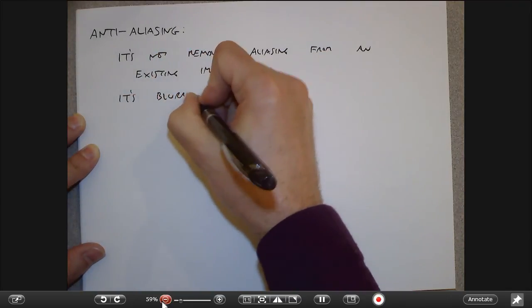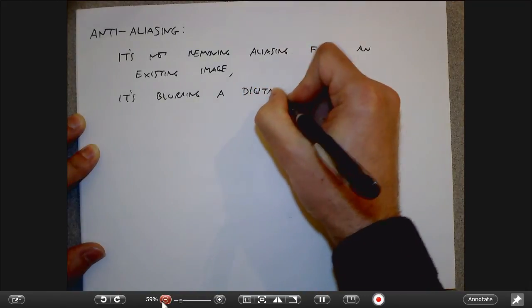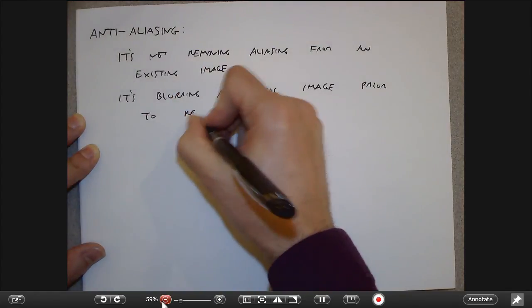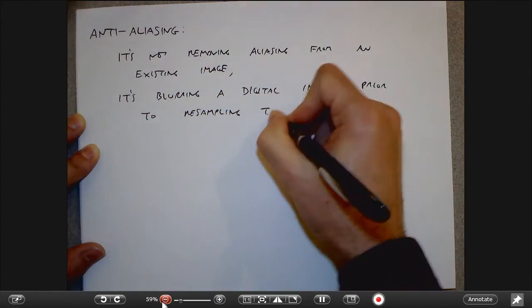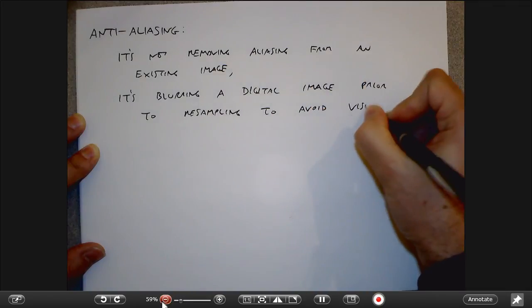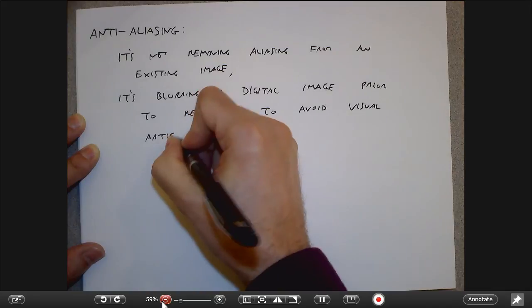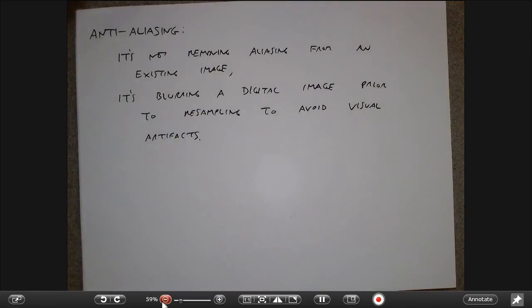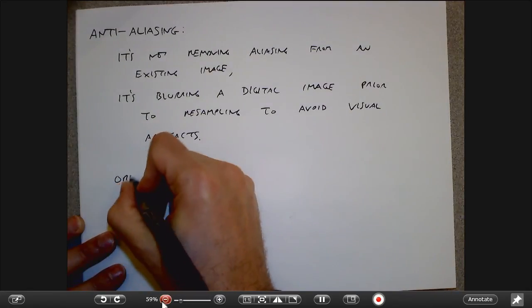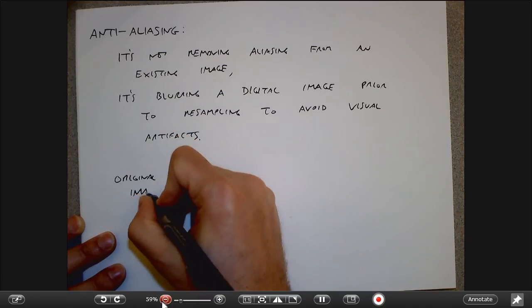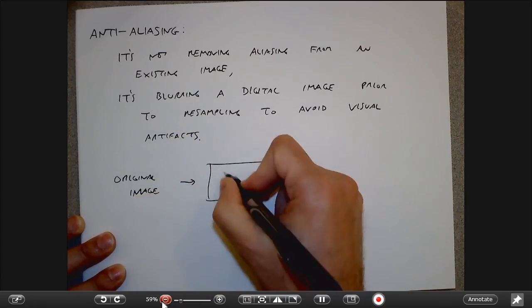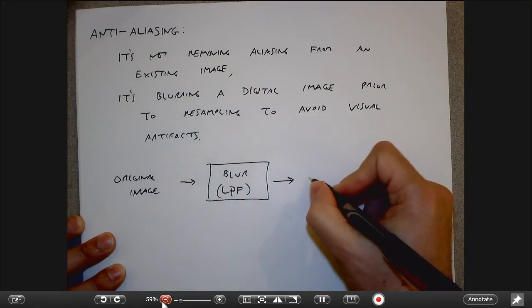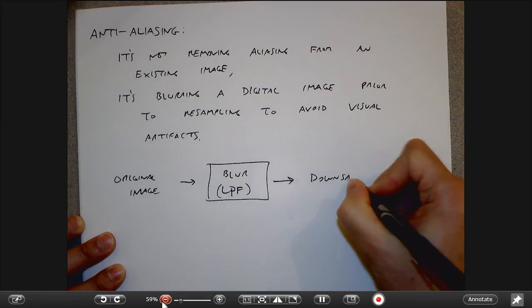It's basically blurring a digital image prior to resampling to avoid visual artifacts. So what I mean by that is that, suppose I need to downsample an image. What I would do is I would take my original image, I would put it through a blur or a low-pass filter to get my result, and then I would downsample this image.